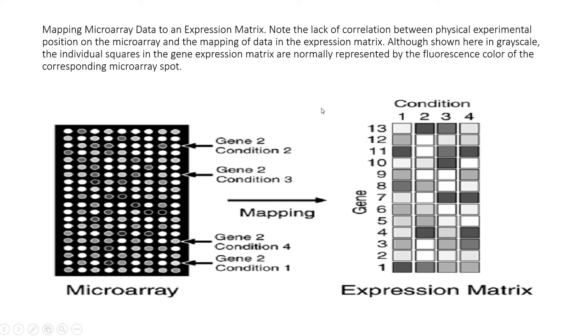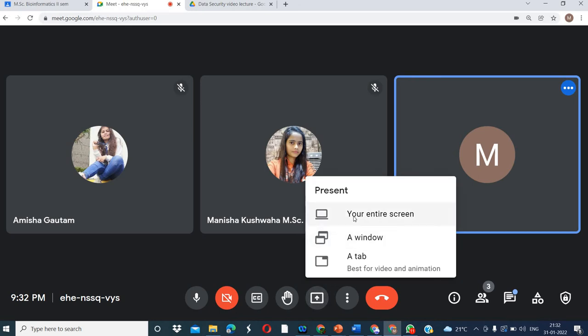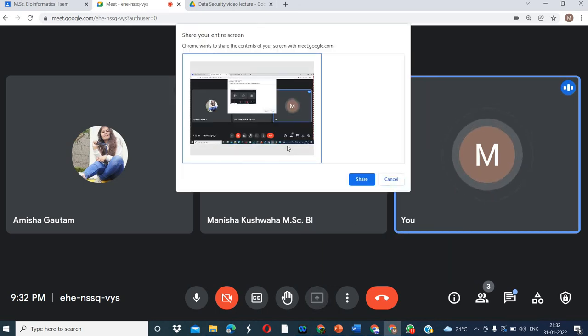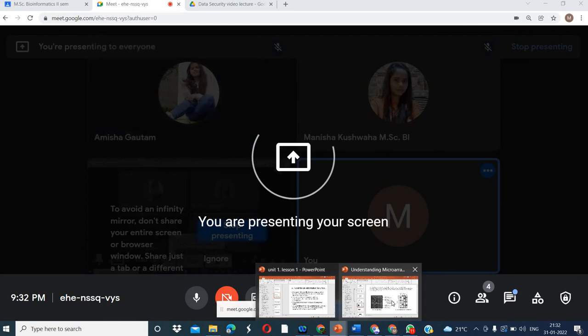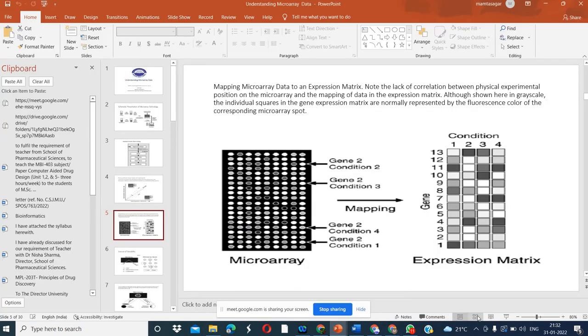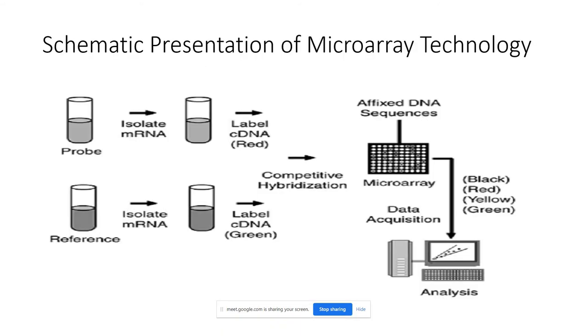Screen is not visible? Yes, ma'am. How can it be? I have presented the screen now. Why didn't you tell me before that? Now the screen is visible. You were able to see that?